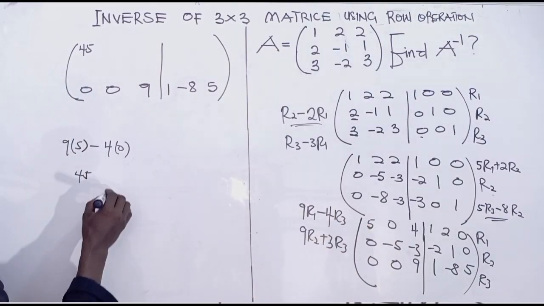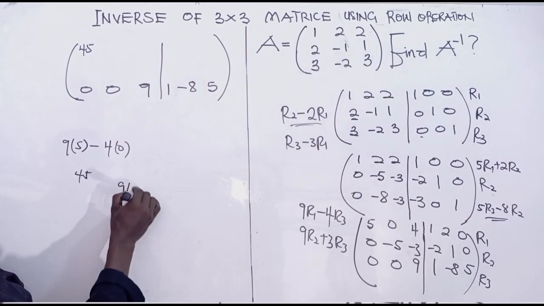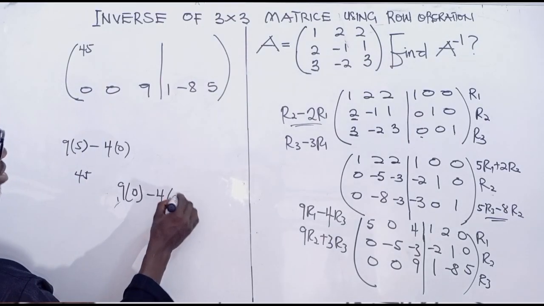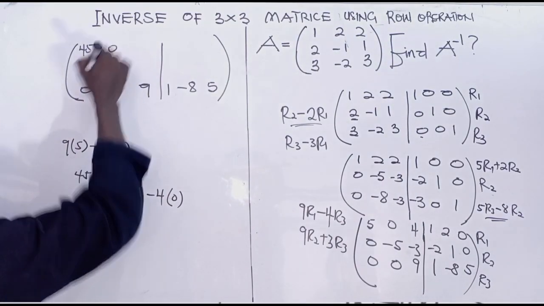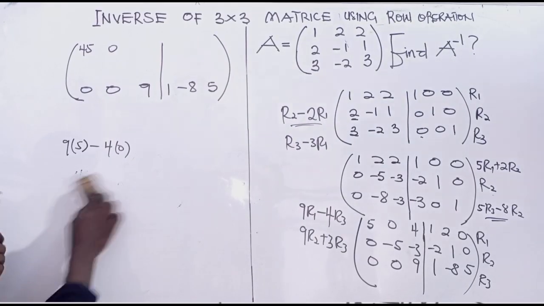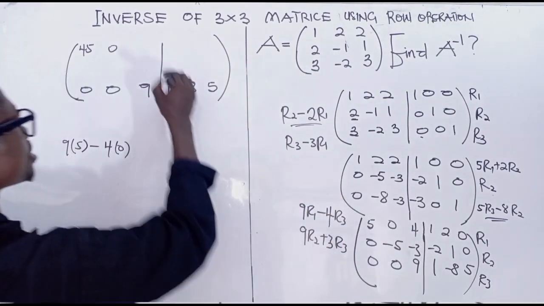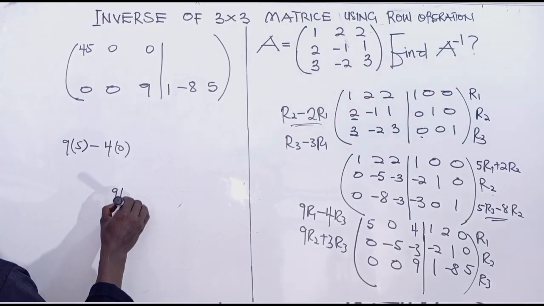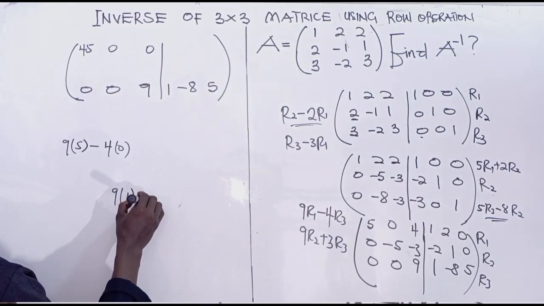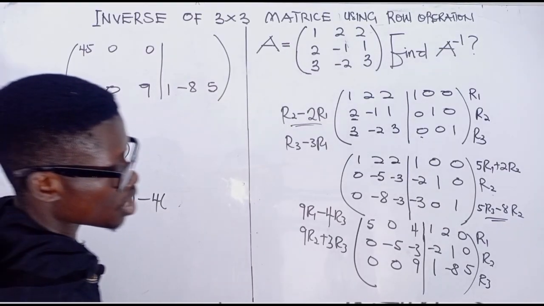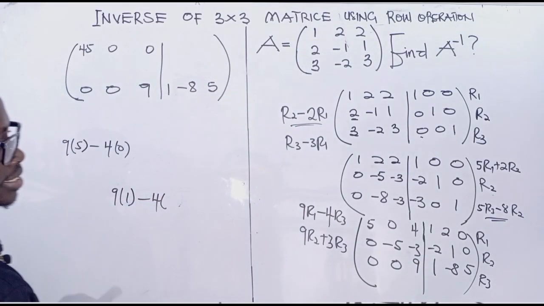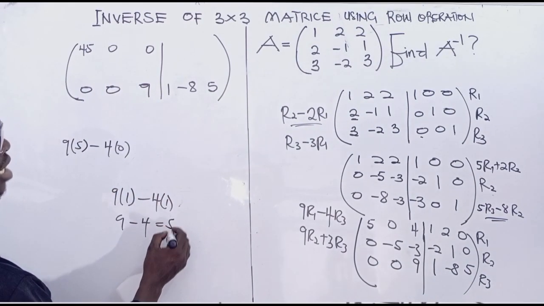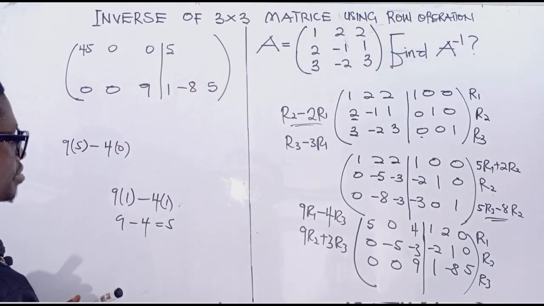Then we look at this particular entry. So we have 9 times 0, and then minus 4. Its corresponding row 3 entry is 0. So we have 0. Then we look at this particular entry. Definitely it is going to give us 0. And then we have this particular entry. So we have 9 multiply 1, and then we have minus 4. Its corresponding row 3 entry is 1. So we have 9 minus 4. That gives us 5.